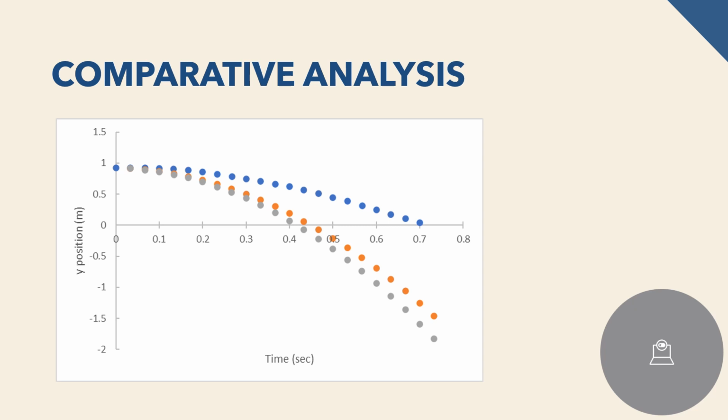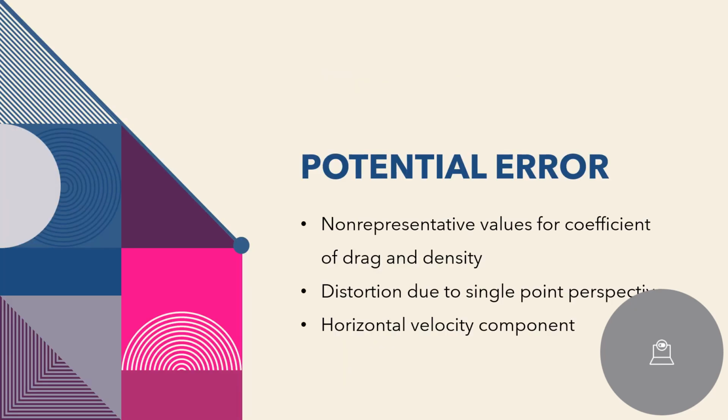This is reasonable as drag opposes the acceleration of gravity and should therefore cause an object to fall slower than it would otherwise. However, as you can see, in real life, the object fell significantly slower than what was modeled in the code models. So the potential sources of error for this are non-representative values for a coefficient of drag and density. These are calculated or roughly estimated and therefore could be unreliable.